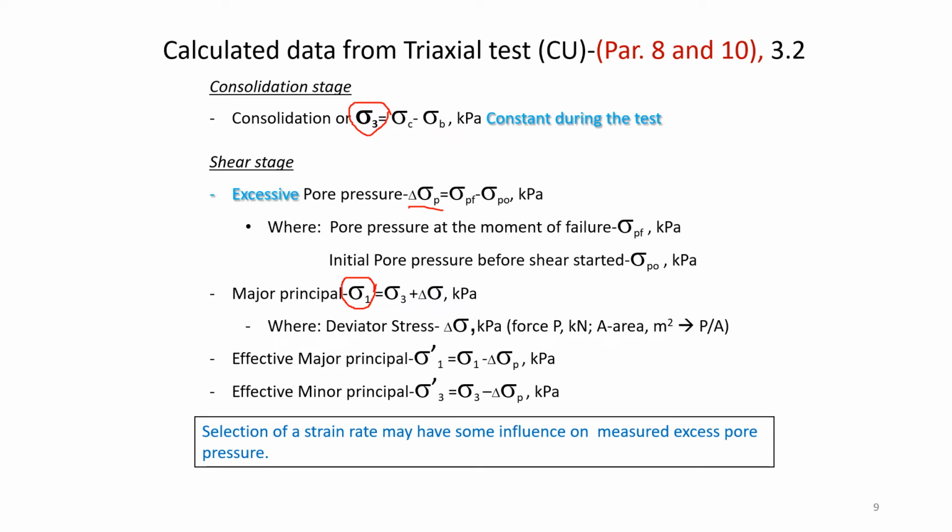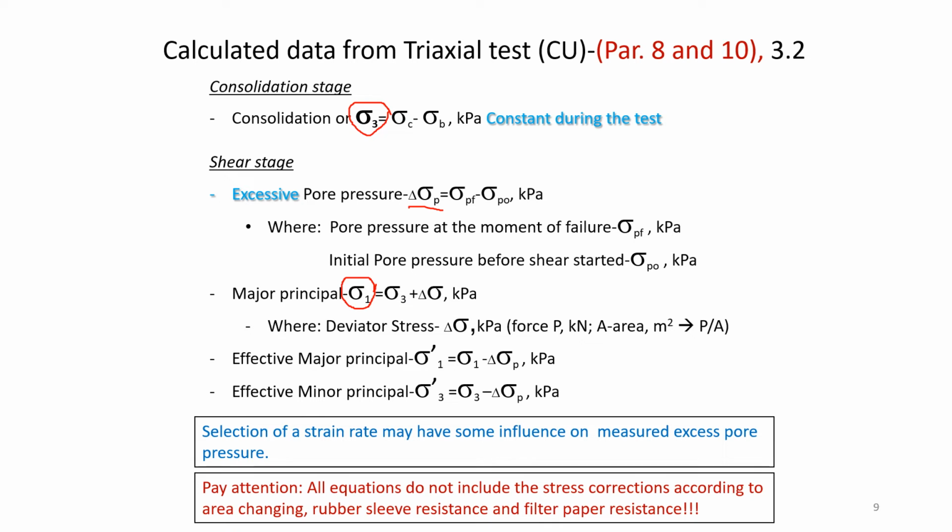And select your strain rate. Why? Because if you don't pick it properly, guys, again, it's not the design engineer, it's the labs. If the pace of shearing, pushing the piston, is very high, your excess pore pressure could jump too high. Okay? All equations in here do not include the changing area, rubber sleeve resistance, and filter paper resistance.